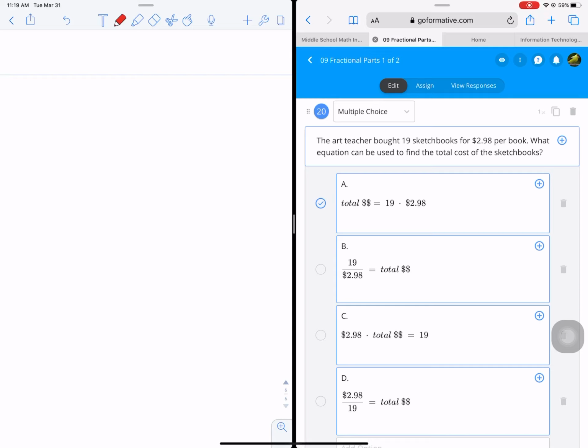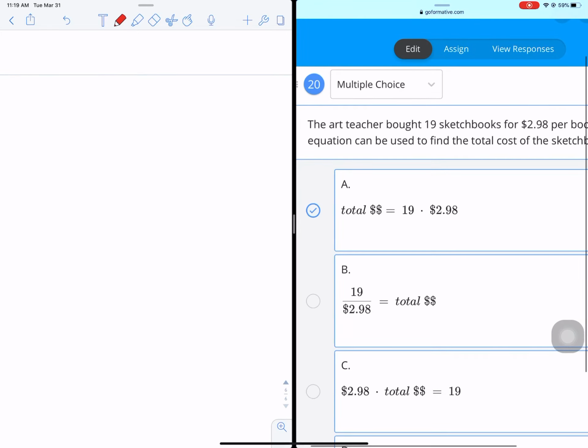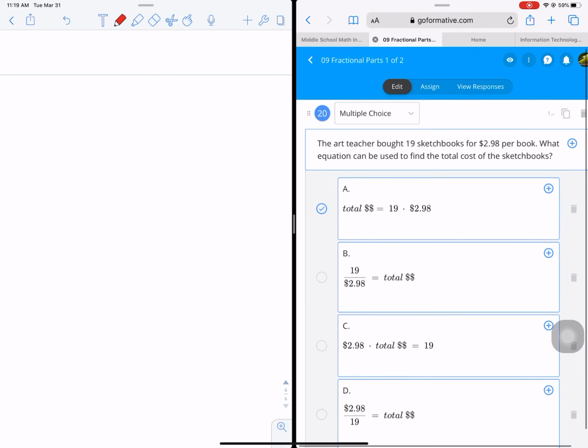Art teacher bought 19 sketchbooks for $2.98 per book. What can the equation be? And if you focus on that, that is the answer. But why? Why is that the answer? Well, if each book is this much money and you have this many of them, then you're going to multiply those together. And that's what this is showing. Do these other ones show that? No, that shows dividing. This does show times, but it has the numbers in the wrong spots. That wouldn't make sense. And this is dividing again, and that wouldn't make sense.